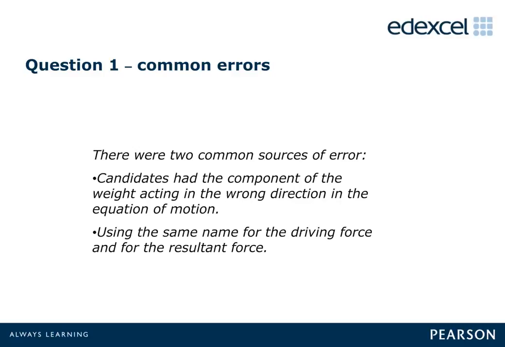There were 2 common sources of error in question 1. The question does say that the van is moving down the road, but either through haste or possibly through not understanding the situation, more candidates than usual worked with the component of the weight acting in the wrong direction in the equation of motion. Several candidates confuse themselves by using the same name for the driving force and for the resultant force. They tend to use F for any unknown force rather than giving different forces different names.